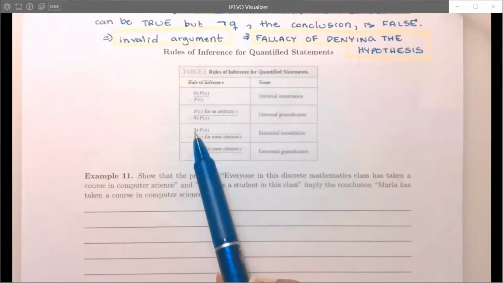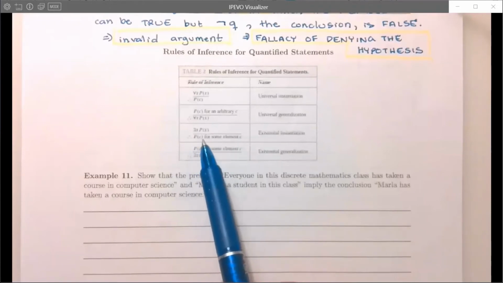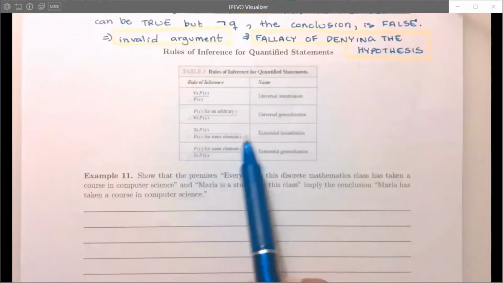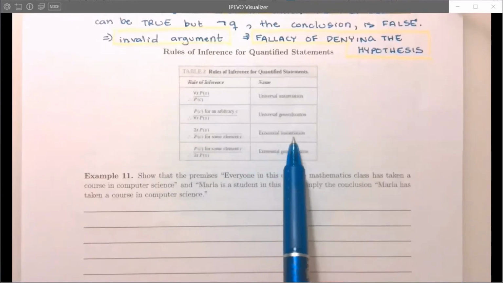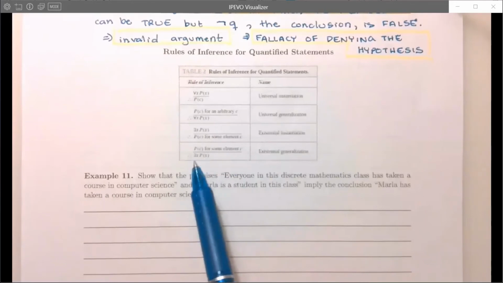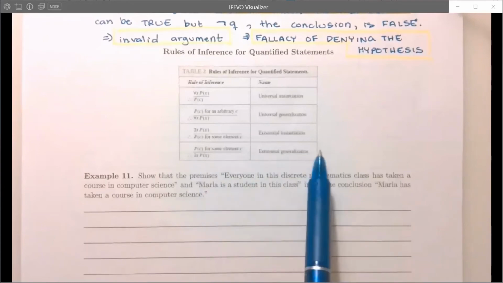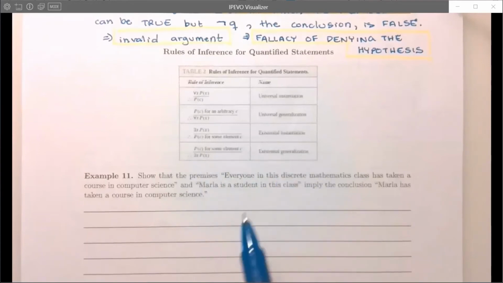Next one, if there exists an x such that P of x is true, then it's true that P of c is true for some element c, and that's existential instantiation. And finally, if P of c is true for some element, then there exists an x such that P of x is also a true statement, and that's called existential generalization.